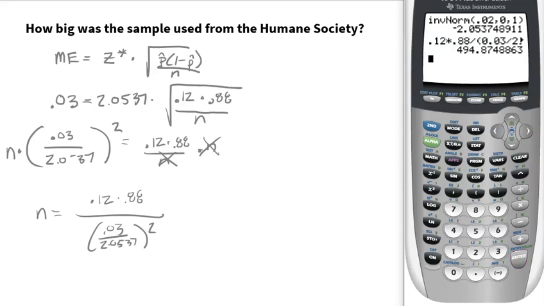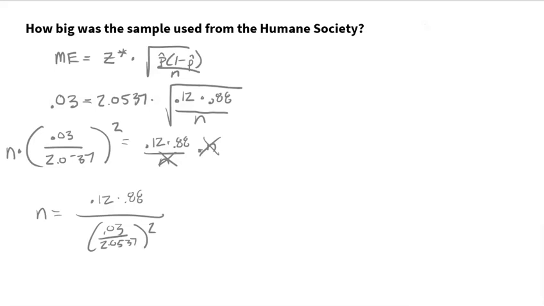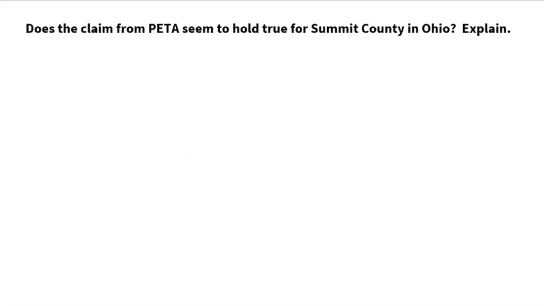And now remember, this was a sample of dogs. There is some rounding going on here because I did some rounding with my z-star. So just round this, always round this number up because you're dealing with an actual number of objects, in this case dogs. So I'm going to round that to 495. So there are approximately 495 dogs in my sample. So it's pretty cool that if all you have is an interval, you could back solve and find everything else you possibly need.